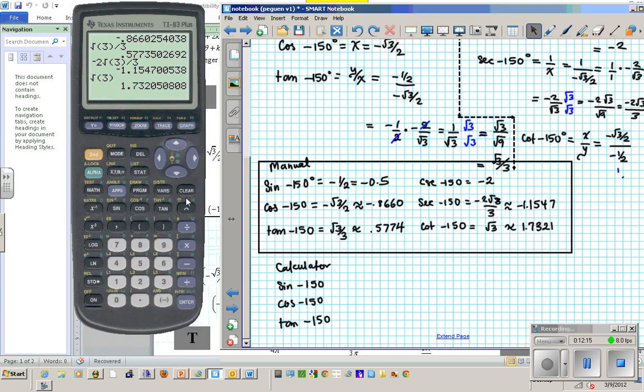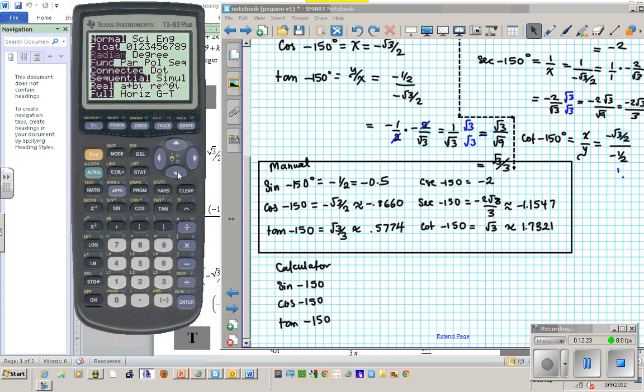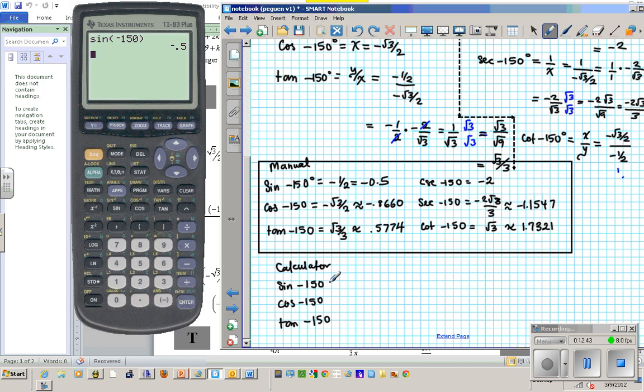So, sine negative 150. Wait a minute. First of all, you have to make sure that your calculator is in degrees. So what you do is you press mode and then bring it down to radian and to the right to degree. Okay? If it's not in degree, you can't do this. So now we're going to do sine negative 150. Enter. Negative 0.5. So our calculator says negative 0.5. So that tells me that my first answer is correct. All right, cosine negative 150. Enter. Negative 0.8660. So my calculator tells me it's approximately negative 0.8660. So that means my second answer is correct.